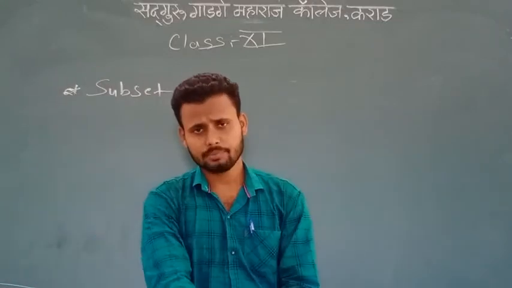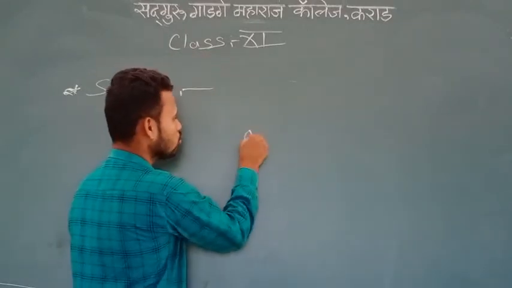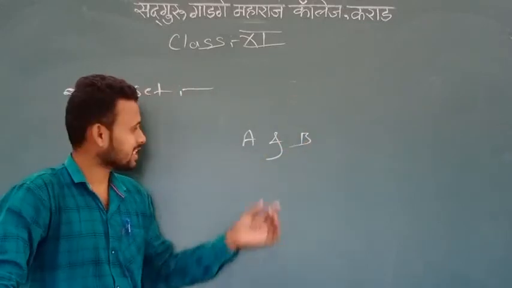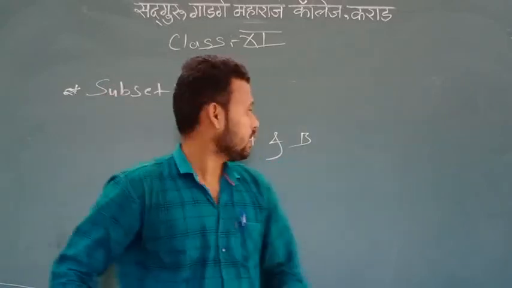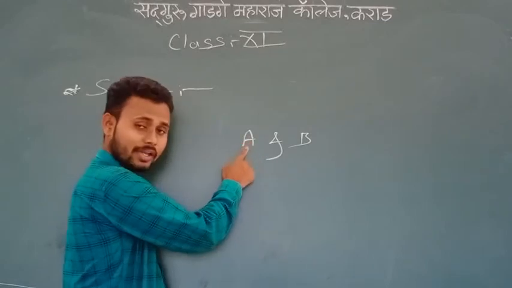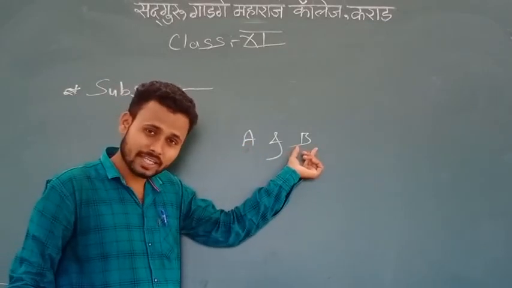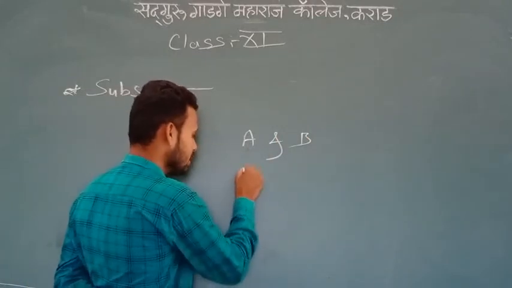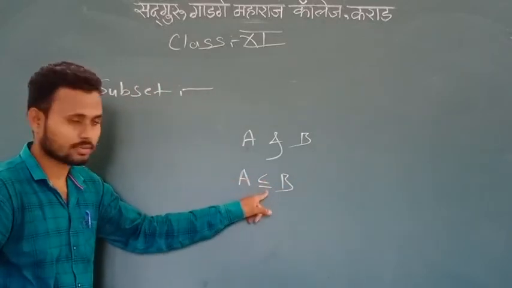What is the definition? Suppose we have any two sets A and B. Now if every element of set A is also an element of set B, then we say that A is a subset of B. Then A is called the subset of B, and it is denoted by that form. A is a subset of B.